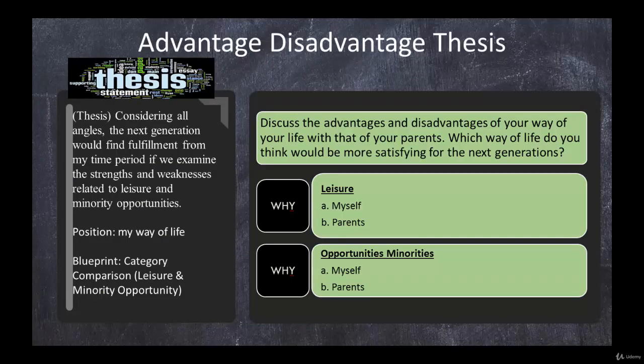Here we have an advantage-disadvantage thesis statement. This is where we are going to discuss the advantages and disadvantages of your way of life compared with that of your parents, and which way of life you think will be more satisfying. Considering all angles, the next generation would find fulfillment from my time period if we examine the strengths and weaknesses related to leisure and minority opportunities. Now, remember, with this version of the advantage-disadvantage question, I'm going to talk about it in terms of categories.